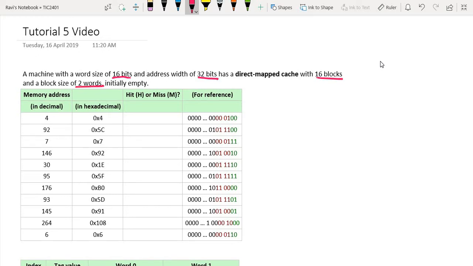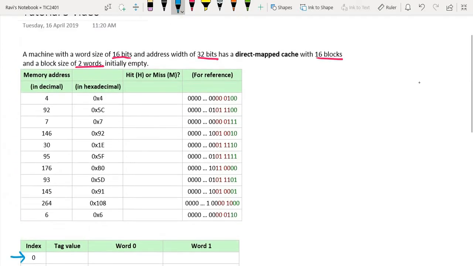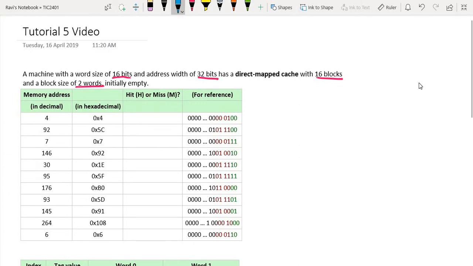Okay, so let's decipher what this data and what information it gives us. So the first thing is we have a direct map cache with 16 blocks. So that means that we have a cache that has a total of 16 blocks, from 0 all the way to 15.